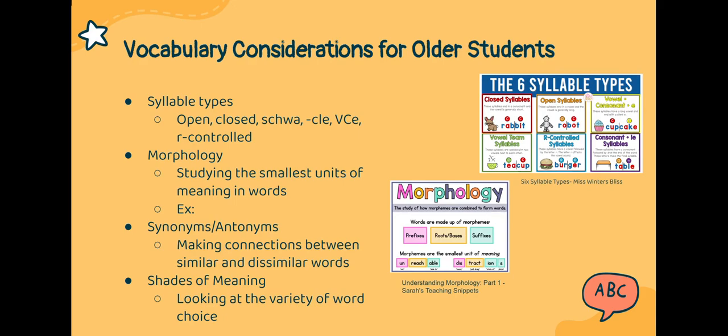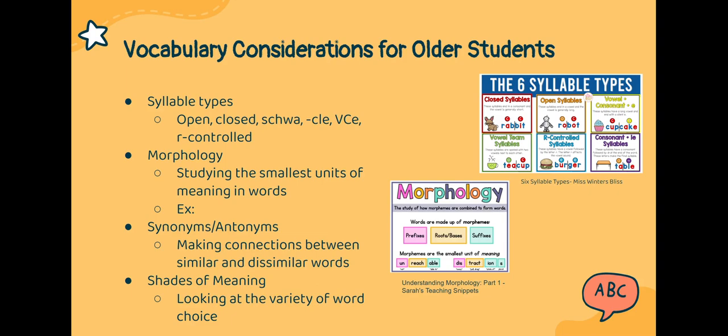As students mature, their vocabulary routines can expand to include a number of new strategies, including morphology, shades of meaning, and other language connections. Teachers may want to include instruction on different syllable types, as well as morphology, the study of the smallest units of meaning in words. This includes Greek and Latin roots, suffixes, prefixes, and other morphological elements. Both syllable types and morphology can help students to decode and understand unfamiliar multisyllabic words that they encounter in their studies.